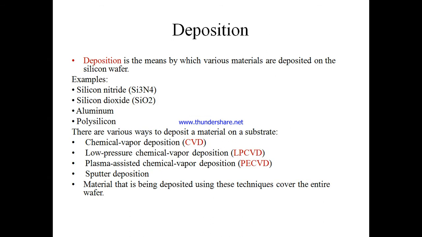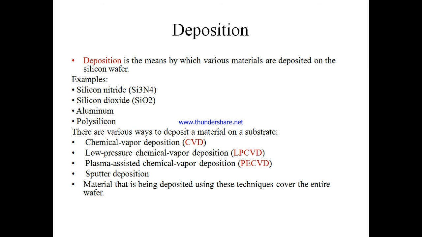And next one is deposition. Deposition is the means by which various materials are deposited on the silicon wafer. Examples of deposited materials are silicon nitride Si3N4, silicon dioxide SiO2, aluminum, and polysilicon. There are various ways to deposit a material on a substrate.